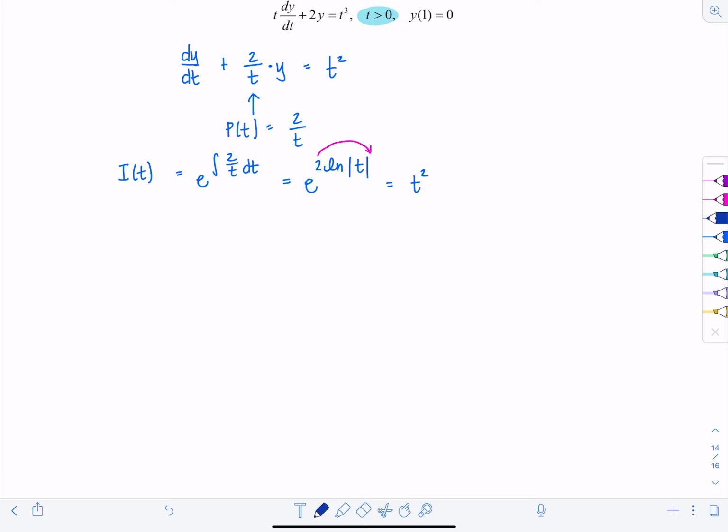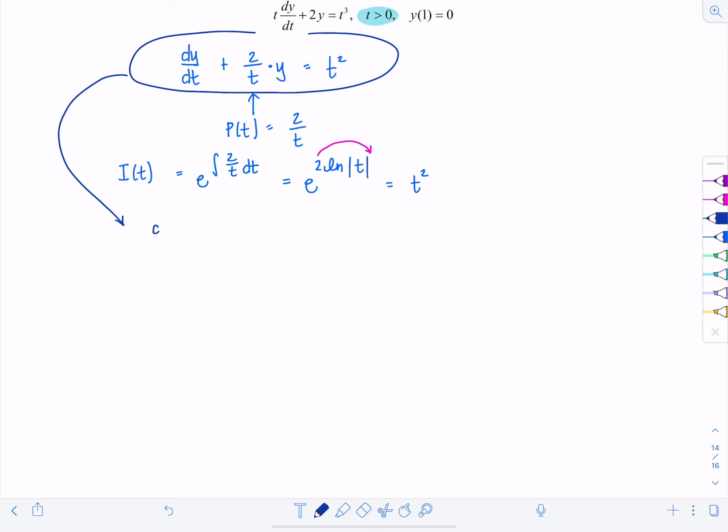Okay, so that's my integrating factor. What do I do with it? I multiply everyone in the original equation by the integrating factor. So let's do it. We've got dy dt times t squared plus, if I take 2 over t times t squared, one t is going to cancel, so I have 2t times y, and then a t to the 4th here on the right.